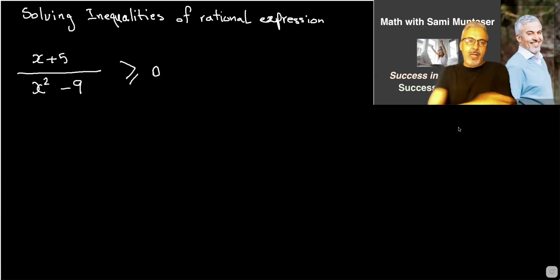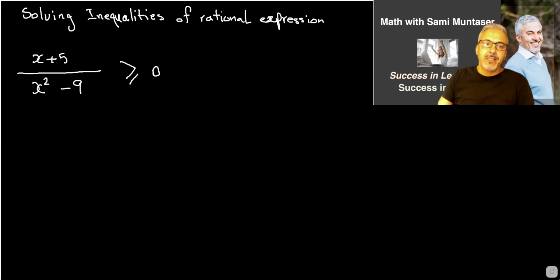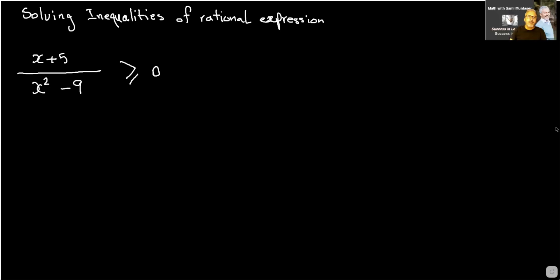Hi again. Today we'll be solving inequalities of rational expression. So the question is x plus 5 over x squared minus 9 is greater than or equal to 0. The first thing I'm going to do, I'm going to draw a number line. There we go.